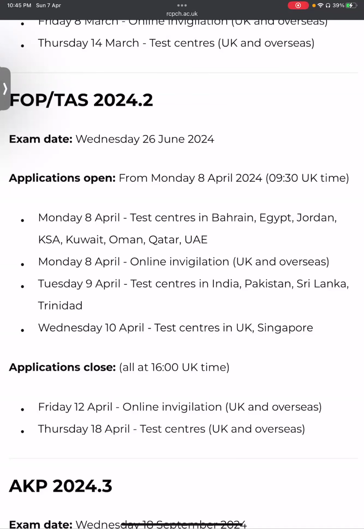Second thing is that for some countries, some people are asked why they are going for online invigilation. In that case, you will have to give a proof of your residence. Say for example, I'm in Bangladesh and they ask me why I am going for the online exam while booking the seats. I have to write to them that I do not have a center in my country, and then I have to give them my proof of residence.